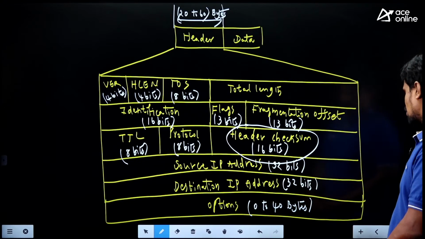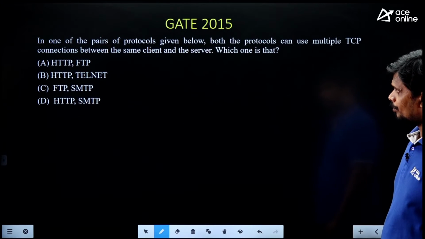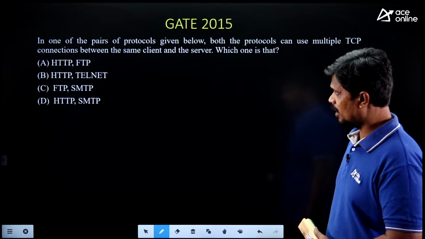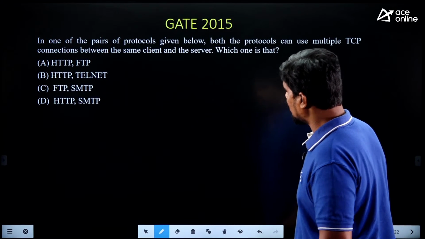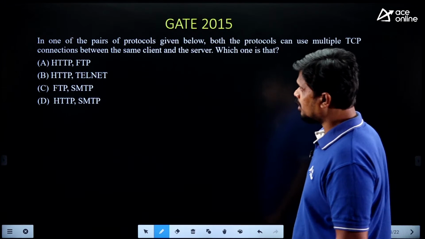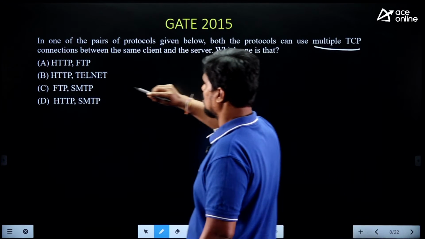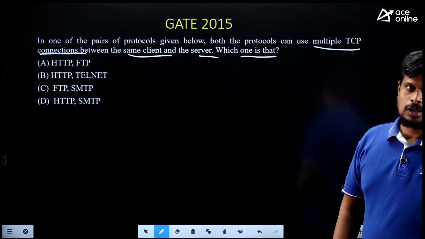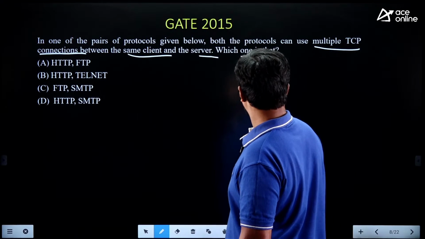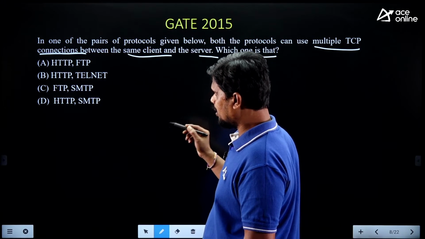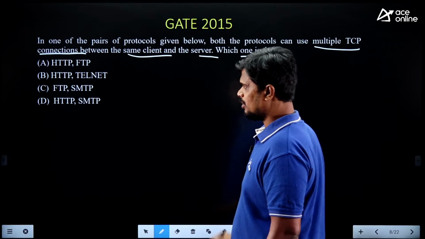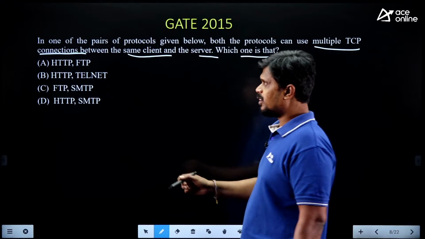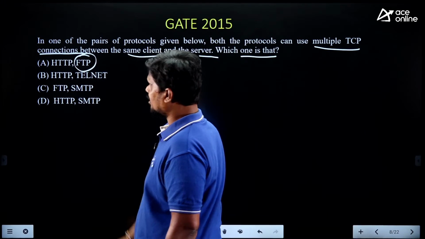Okay, right. So let's look into the next question. This question is from the TCP/IP reference model. Verify in which one of the pairs of protocols given below both the protocols use multiple TCP connections between the same client and the server. Which one is that? The options are HTTP and FTP, HTTP and Telnet, FTP and SMTP, and HTTP and SMTP. If you consider FTP, what are the features of FTP?